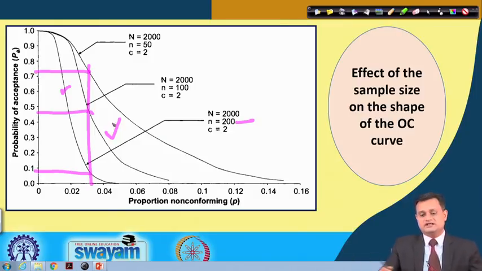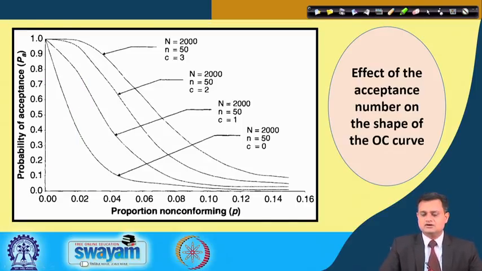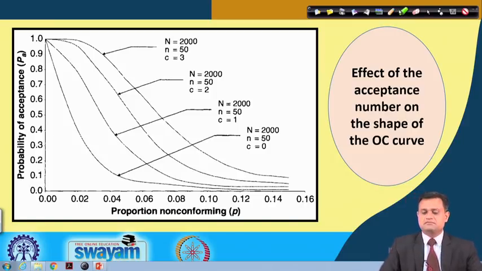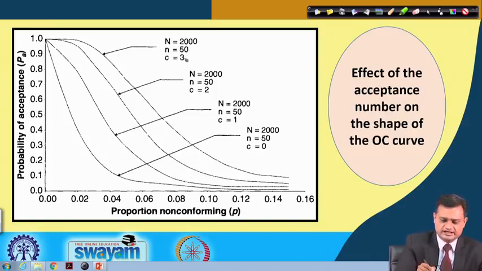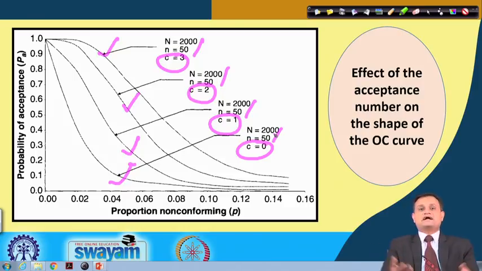Obviously my cost of inspection will increase. So this is something that you can appreciate. Now just see what I am doing. Effect of the acceptance number on the shape of the OC curve. I am changing the acceptance number to 3. This is the one. I am tightening it: c equal to 1 gives greater discriminatory power, and c equal to 0 greater still. These values are kept constant so that I can see the impact of a change in c. As I am reducing the acceptance number, I am developing a tighter and tighter acceptance sampling plan.